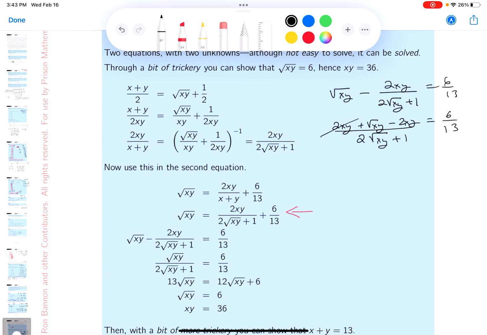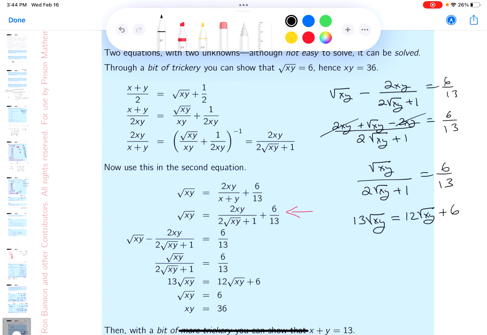Well, lo and behold, this disappears. And what are we left off with? Root xy over 2 root xy plus 1 equals 6/13. At least it's getting smaller, all right? I'm going to just get rid of the fraction now. So it's going to be 13 root xy equals 12 root xy plus 6.